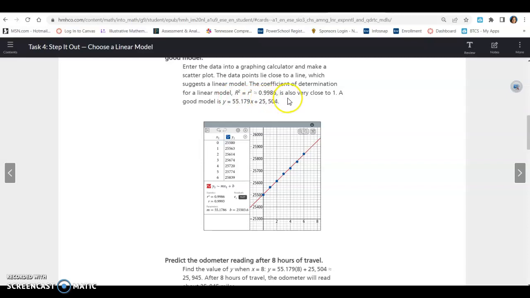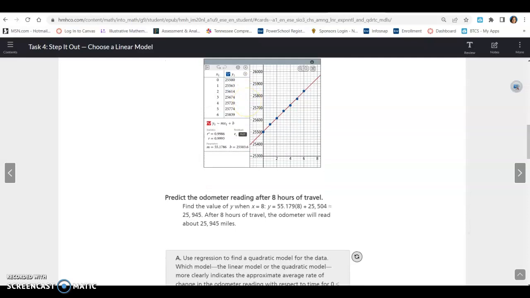The coefficient of determination for a linear model, r squared, is about 0.9986. It's also very close to 1. Anything close to 1 represents that this is a good model. So a good model is your linear function, which is y equals 55.179x plus 25,504. This is my slope, and this is my y-intercept. You can see here that the y-intercept falls on the y-axis, and then you do rise over run, rise over run, rise over run, and that would be your slope right here.